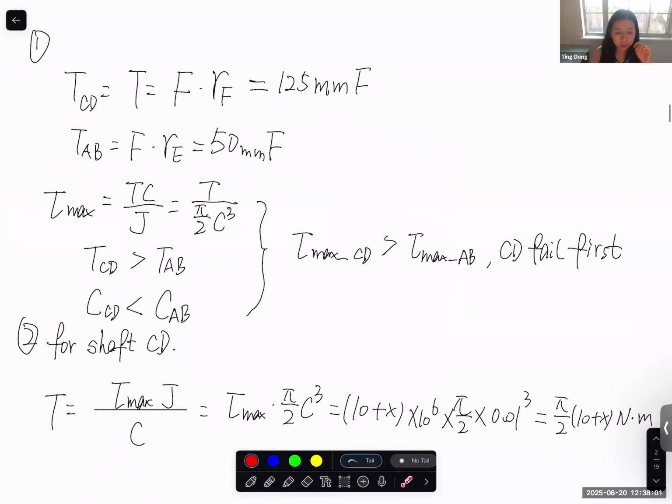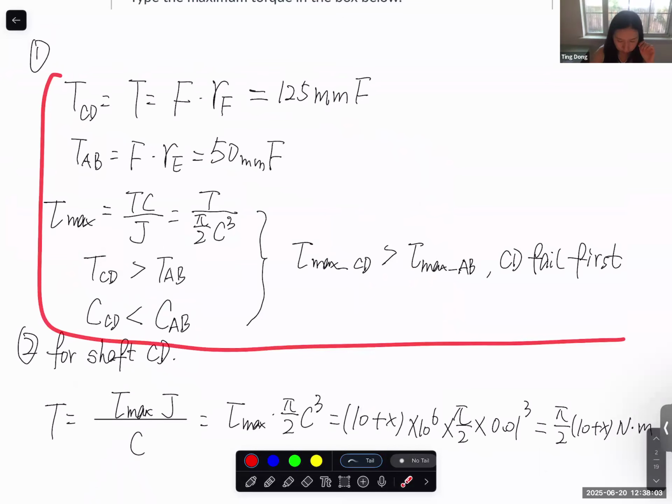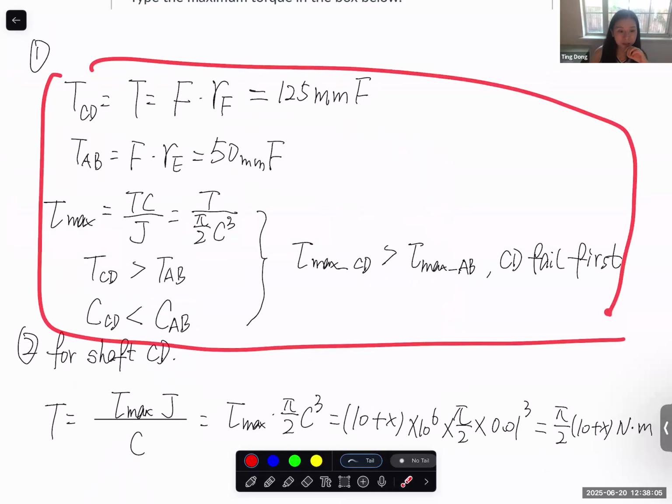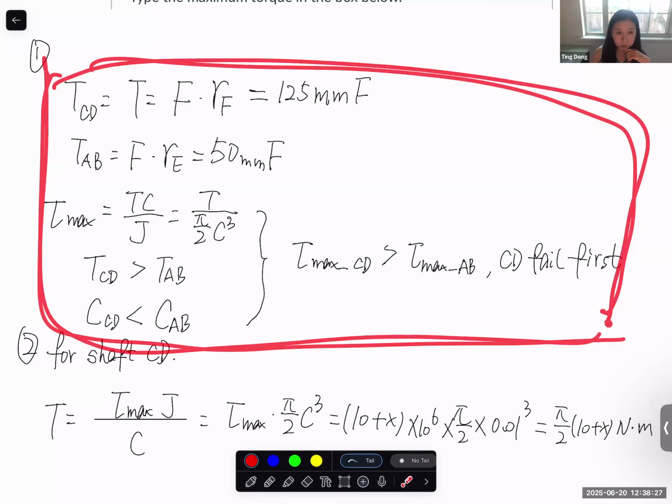Yes, of course. Without this part, how do you know CD will fail first? You give me some explanation. How do you know? You cannot just guess, right? Okay, I guess CD fails first, so let's use CD for the calculation. Or I guess AB fails first, I use AB. Of course, if you guess AB, then you get 0 point. But without this part, how do you know CD fails first?